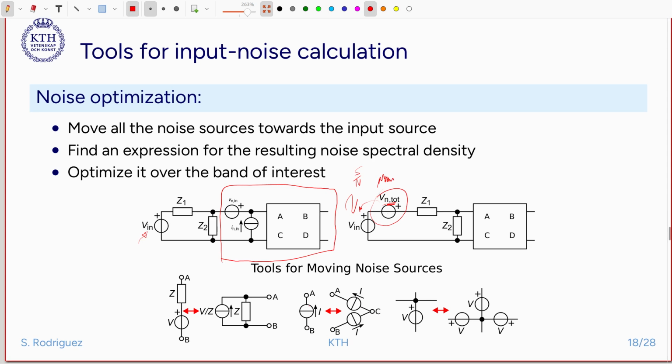And the last one is that we can push voltage sources. So we have, for instance, this crossroad, this node that represents a crossroad. We can push this voltage source, and then this voltage source is equivalent to having 3 voltage sources after they cross this node here. Okay, so these are the basic tools that we are going to use for moving noise sources, and actually they are exactly the same tools that we are going to use later for biasing, to move current and voltage sources for biasing.